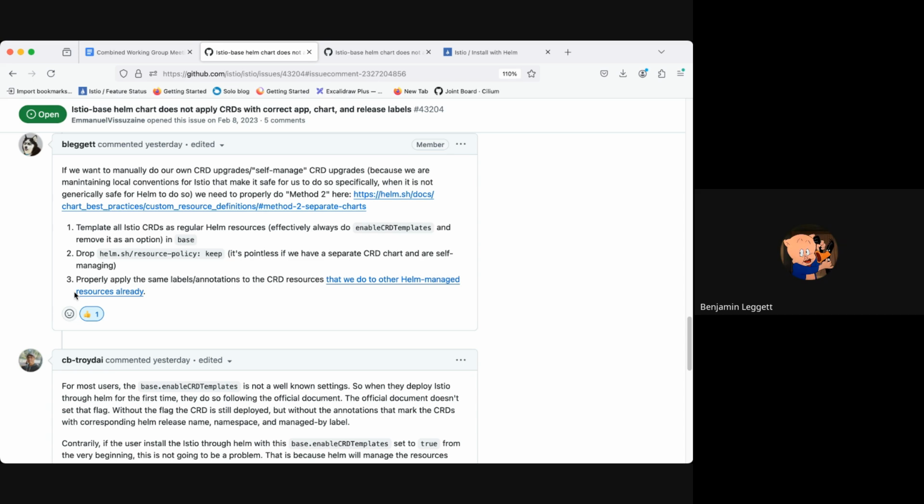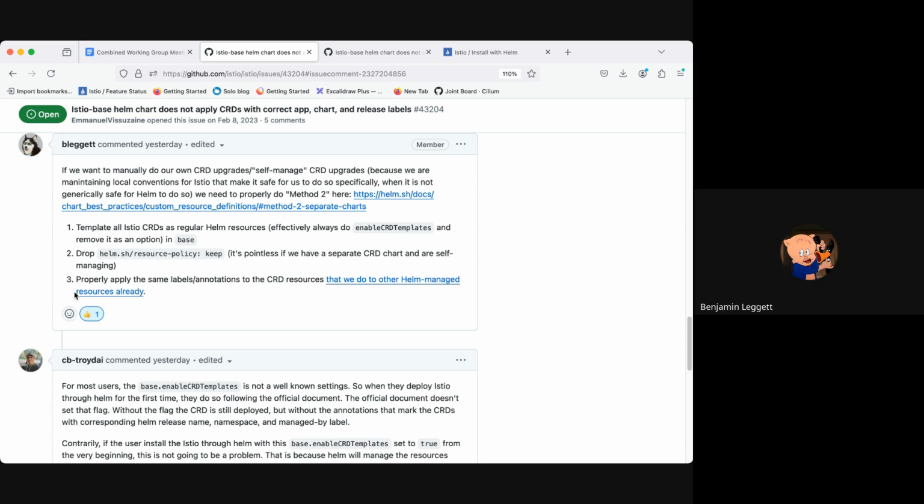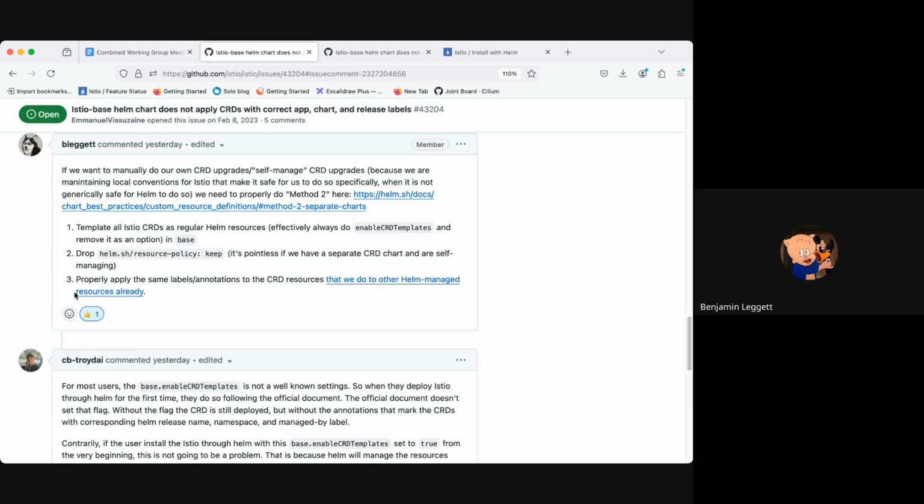Sorry, what do you mean there? So there's enabled CRD templates. Yes. You're saying we set that to true, right? Yes. Now, if I just upgrade and I'm not paying attention or whatever, and I get doubled CRDs, right? Yeah, because I enabled the CRDs.